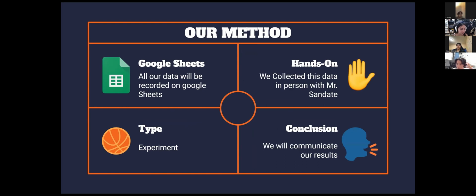So our method we used was Google Sheets. So all of our data will be recorded on Google Sheets. And then we also collected this data in person with Mr. Sandate at the Blacktop sometime last week. And the type is an experiment, and we will communicate our results as our conclusion.